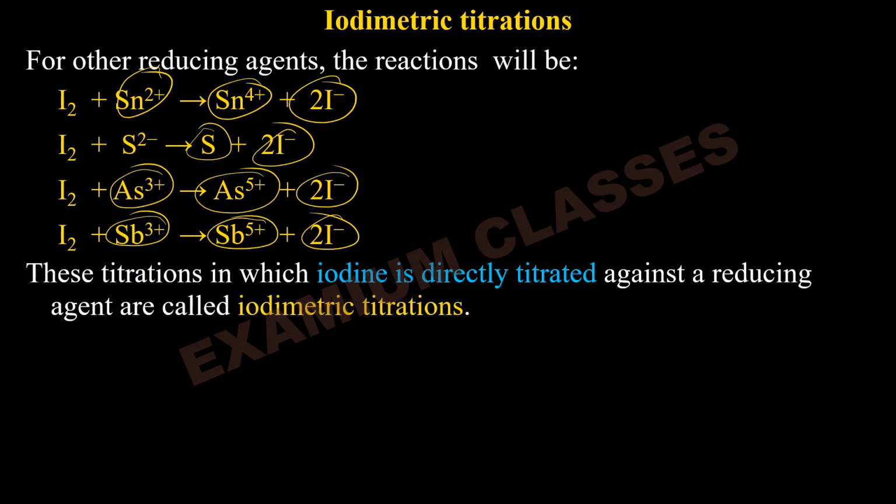These titrations in which iodine is directly titrated against a reducing agent are called iodimetric titration. And this keyword is important, that in iodimetric titrations, iodine is directly titrated with the reducing agent.